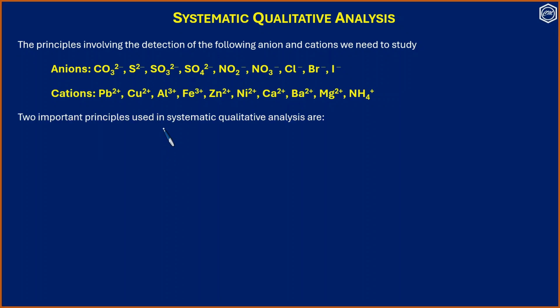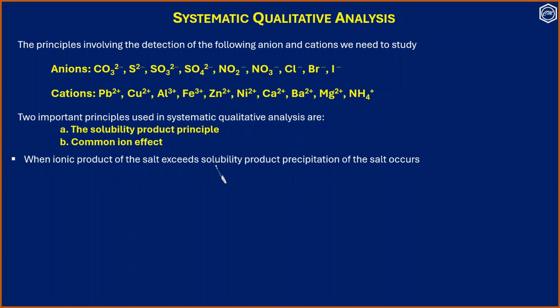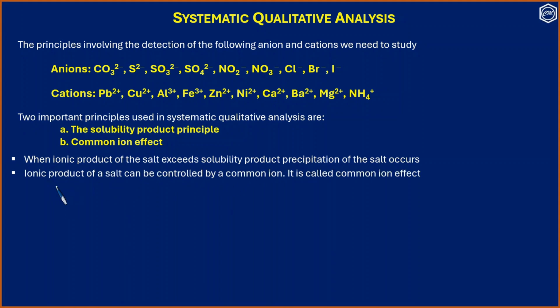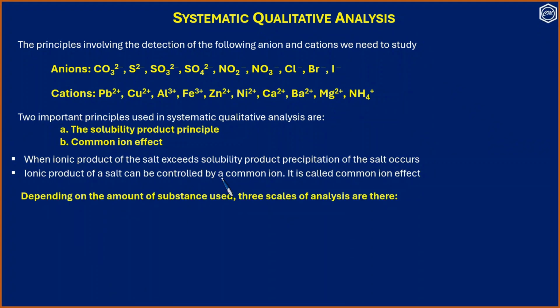Two important principles used in systematic qualitative analysis are A. Solubility product principle and B. Common ion effect. When the ionic product of a salt exceeds the solubility product, precipitation of the salt occurs. The ionic product of a salt can be controlled by a common ion. It is called the common ion effect.